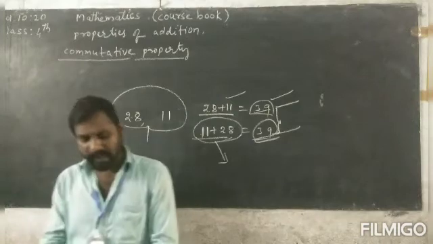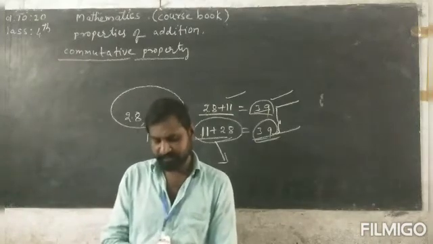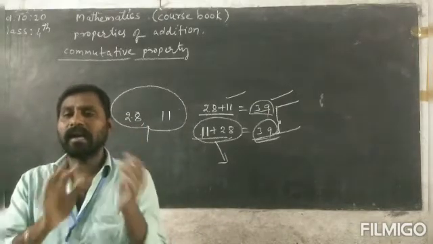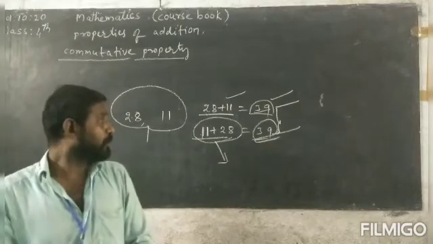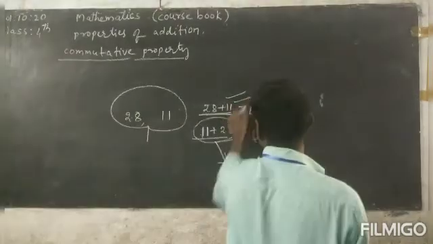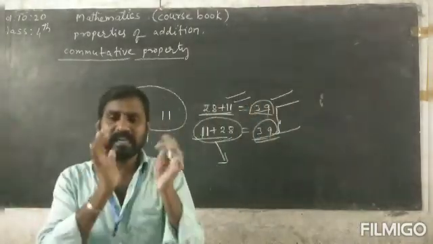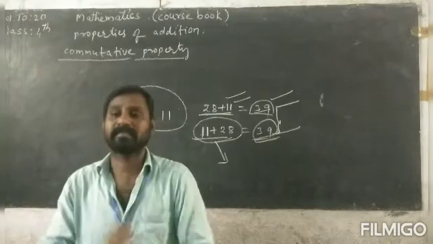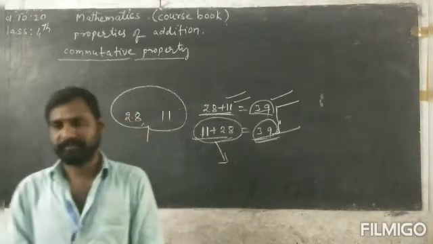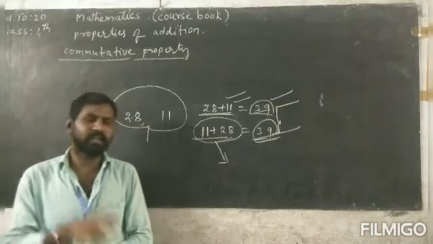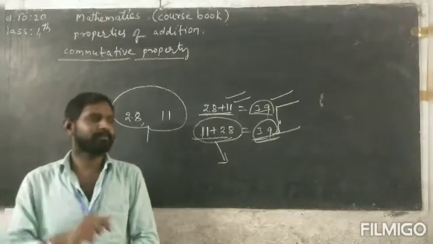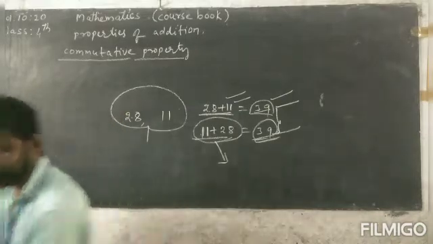When 2 numbers are added, even if they are interchanged, means order should be changed. 28 plus 11 and 11 plus 28. This is the order. 28 plus 11 one order and 11 plus 28 another order. You can change the order, not numbers. This is called as a commutative property. So in commutative property, we have to take only 2 numbers, not 3 numbers. Did you understand? Only two numbers.